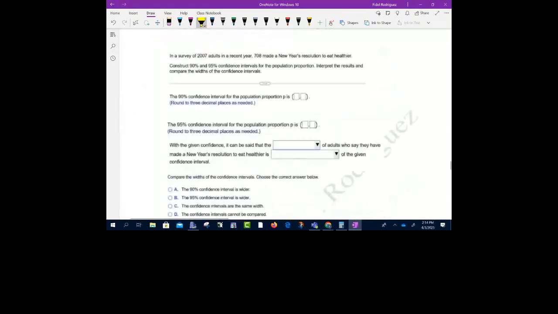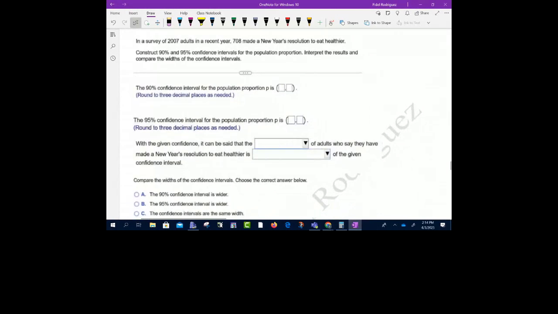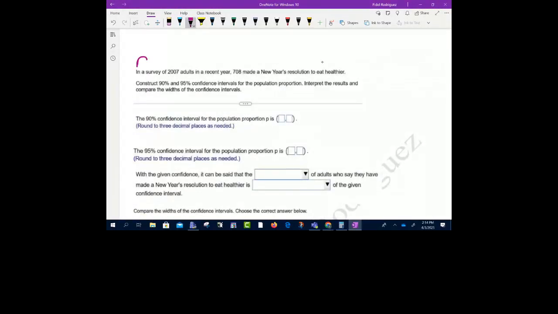So let me walk you through a question here. Here is my next question. It says, in a survey of 2007 adults, I'm going to stop. My N is the number 2007, because that's the number of people we asked. It said that 708 of them, that's my X, said that their New Year's resolution was to eat healthier. So we're going to find a 90% confidence interval for that population proportion.